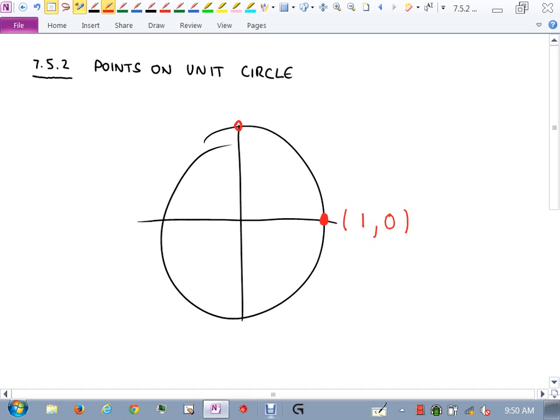With that same logic, what's the point up here? 0, 1, right? Instead of 1, 0, it's 0, 1. And then what's the point over here? Negative 1, 0. This time, to get to that point, you have to move to the left 1. Go ahead and label these on that circle I gave you. And I'd put them on the outside of the circle like I did there. Just give yourself room because we have a lot of other points we're going to be filling in here. And then straight down, which point is that? 0, negative 1. All right?